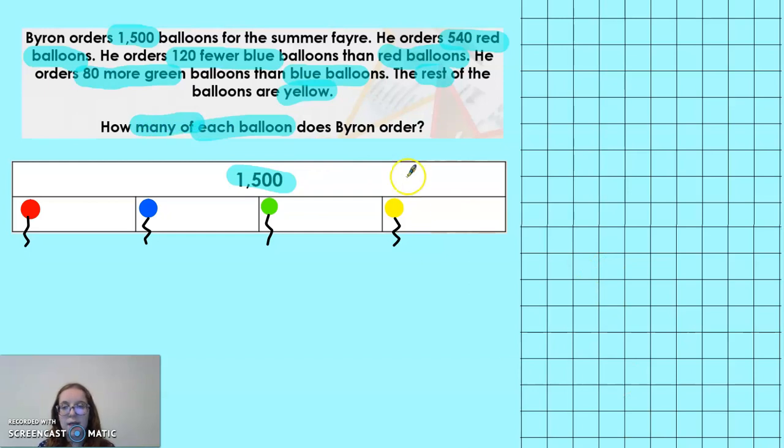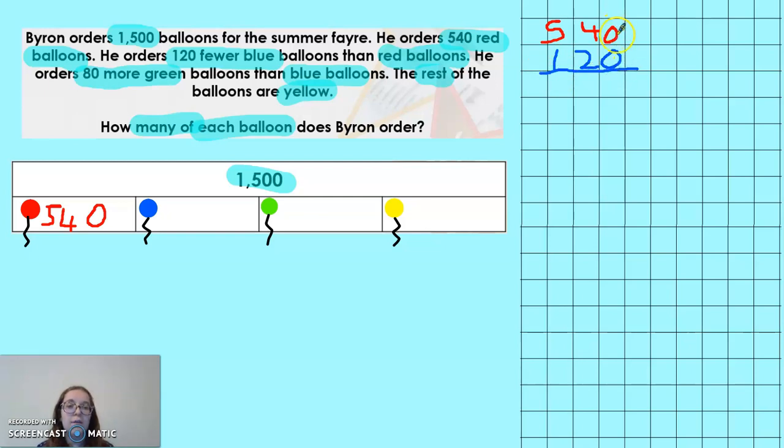Fantastic. Right, I can see from my question that there are 540 red balloons, so I can pop that straight into my bar model here. He orders 120 fewer blue balloons than red balloons, so I know I'm going to need to find out what 540 take away 120 is to find my blue balloons. So I'm going to put 540 up here. You might be able to do this in your head, but I'm going to make sure I'm writing out my calculation to help me in case I lose track of the numbers in this multi-step problem.